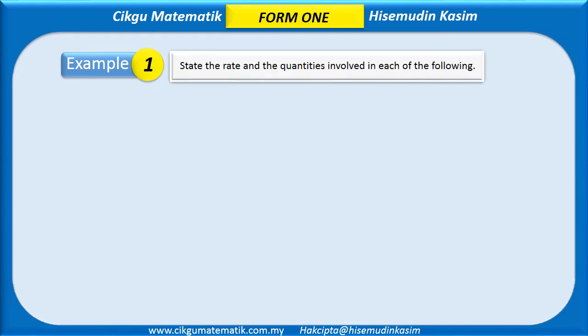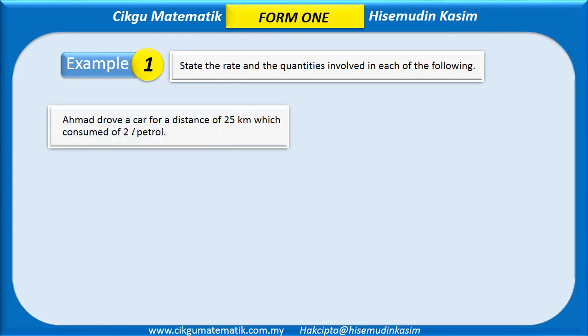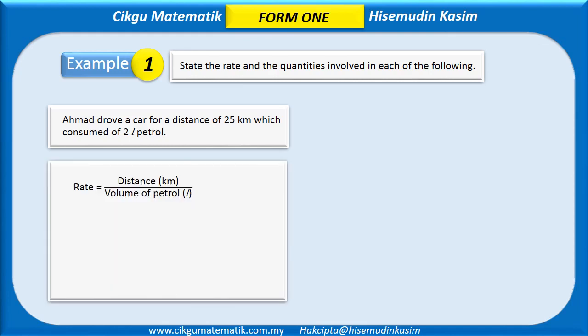Example 1. State the rate and the quantities involved in each of the following. Ahmed drove a car for a distance of 25 km, which consumes 2 liters of petrol. Rate equals distance in km divided by volume of petrol in liters, equal to 25 km per 2 liters, equal to 50 km per 1 liter, equal to 50 km per liter.